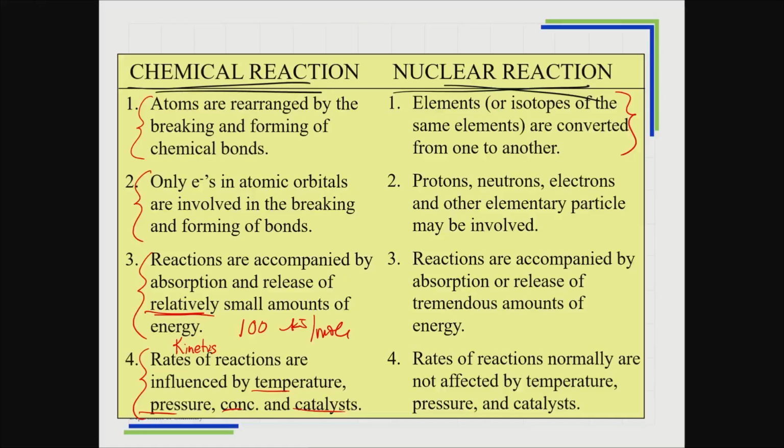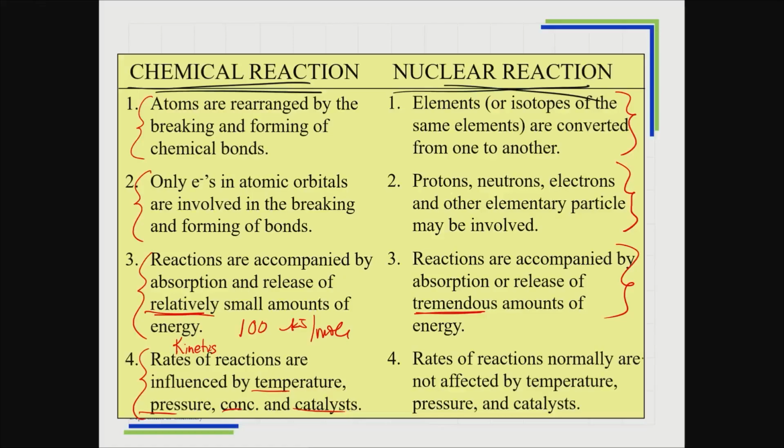In a chemical reaction, it was only the electrons, but when we do a nuclear reaction, we have protons, neutrons, electrons, and other elementary particles that we haven't even defined yet that come into play when nuclear reactions take place. Now, I like the word tremendous here. In comparison to relatively small amounts, a nuclear reaction has a tremendous amount of energy that gets released or absorbed, okay? We will be looking at releasing energy.